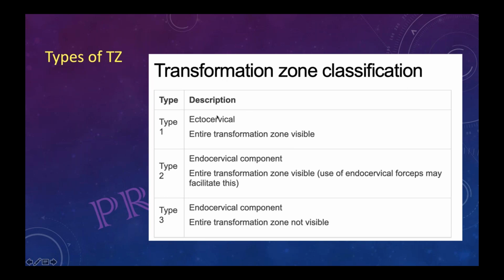Now this is important. Why is it important? Because it can come in your exam. You may be asked, or in the role player station, you have to explain this to your role player. So there are three types of transformation zone.